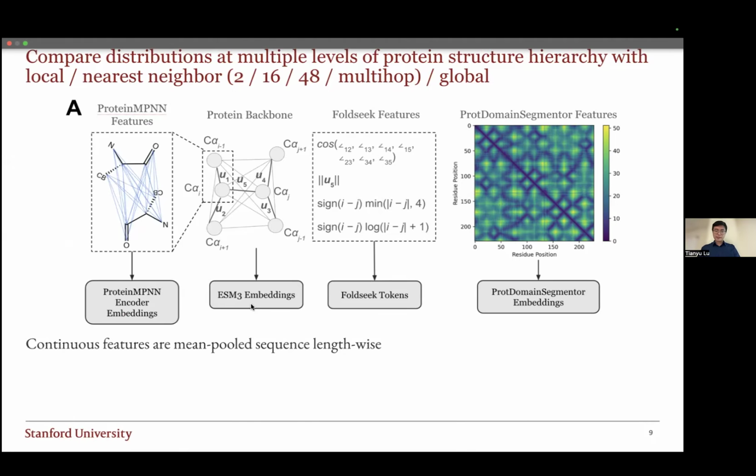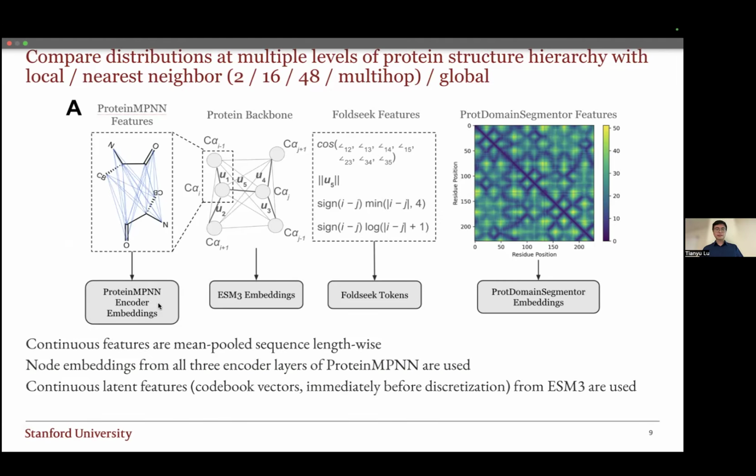So we get these continuous features, just like protein language models, and we mean pool them lengthwise. The protein MPNN encoder has 3 encoder layers, so we take features from all 3 of them. Since the first layer looks at its nearest 48 neighbors, after one message passing step there's 1 extra hop, so you get a larger field of view as you go down the encoder layers.